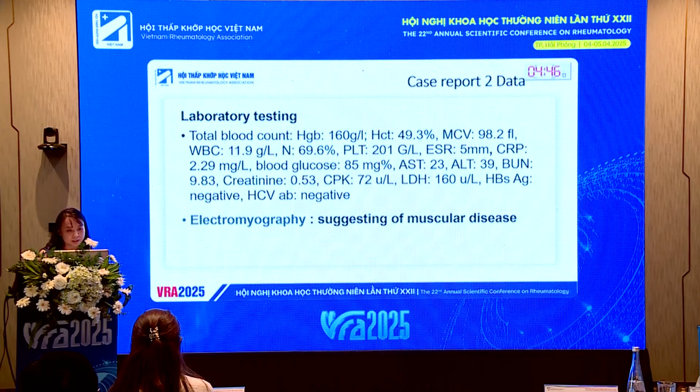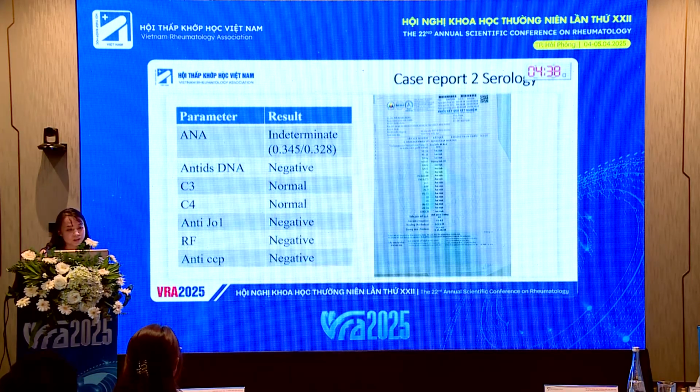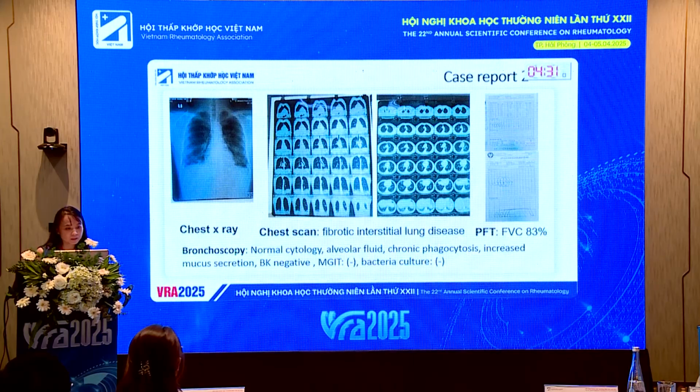Laboratory testing showed normal CK and LDH. EMG suggested muscular disease. Serology showed ANA indeterminate and MDA5 positive. The chest X-ray shows reticular pattern on basal lung, and chest CT scan shows reticular findings and honeycombing on basal lung, indicating fibrotic interstitial lung disease. Normal FVC, normal bronchoscopy.